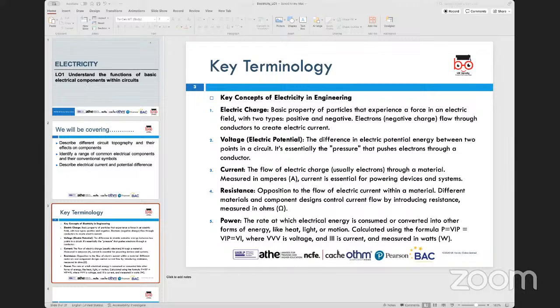Now, one of the other concepts that we look at is the equivalent force that would be a force which will be called resistance. So there is an opposition to the flow of electric current within a material, and different materials and components show different types of resistance. Now, this resistance is measured in a unit called ohms.